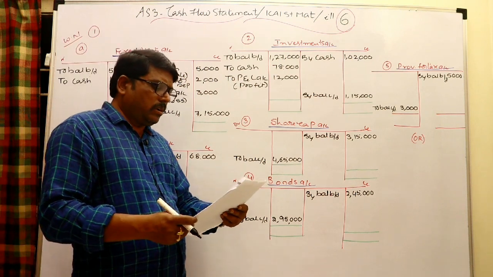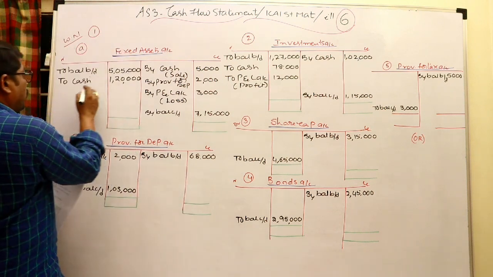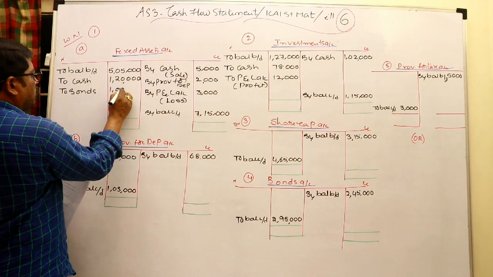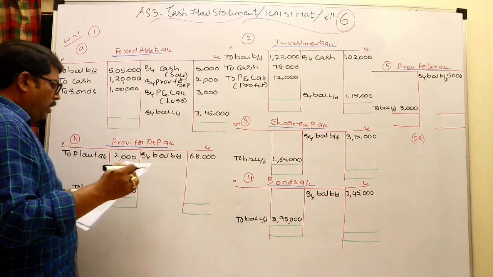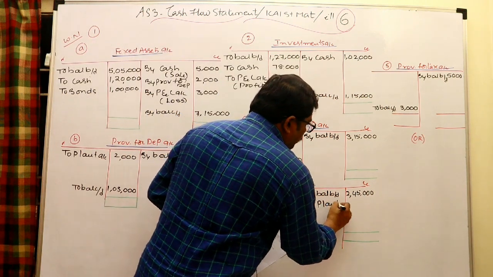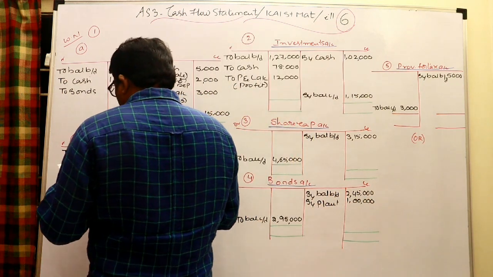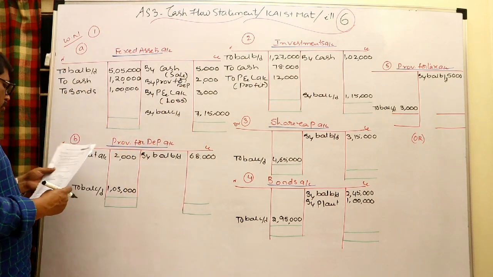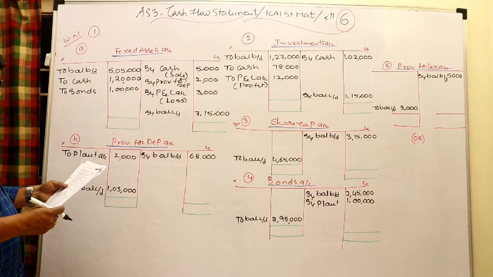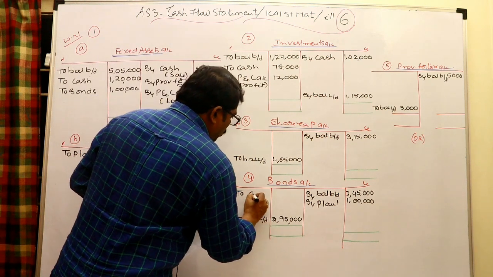1 lakh bonds issued with a face value for plant purchase. Plant account to bonds account. In the plant, to bonds 1 lakh. In the bonds, by plant 1 lakh. Okay, so in exchange for plant, bonds are issued. Repaid bonds, repayment of bonds 50,000. Bonds account to cash or bank 50,000.